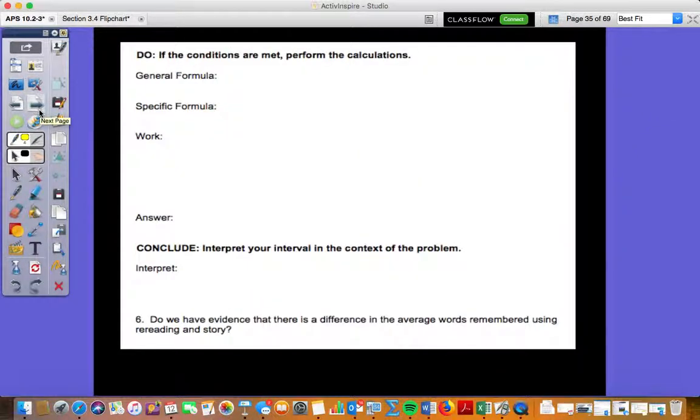General formula. By the way, question: do I have to show work on the due phase? Yes. Why? Because it's only one sample. Be careful on that. I can check with my calculator, but I still have to show work. So what's my general formula? Estimate plus or minus margin of error.